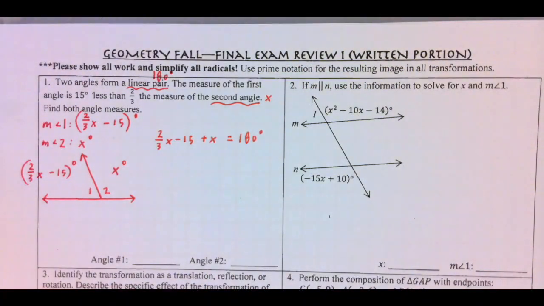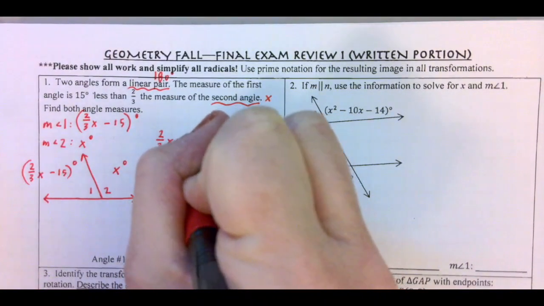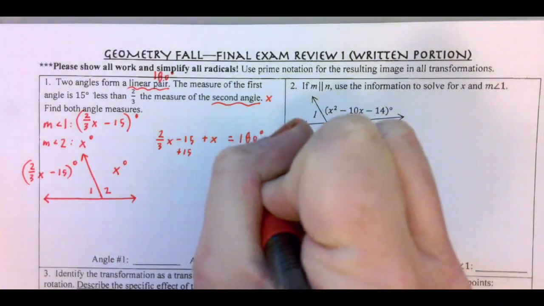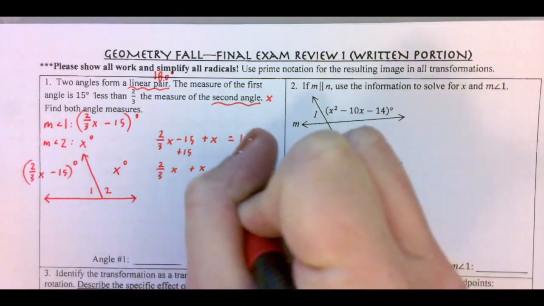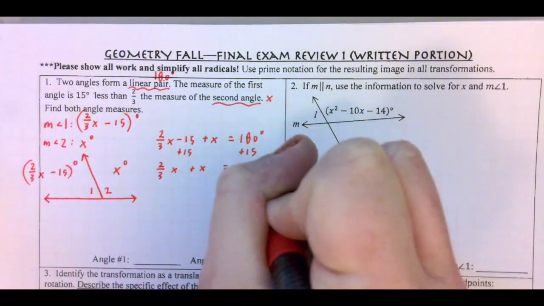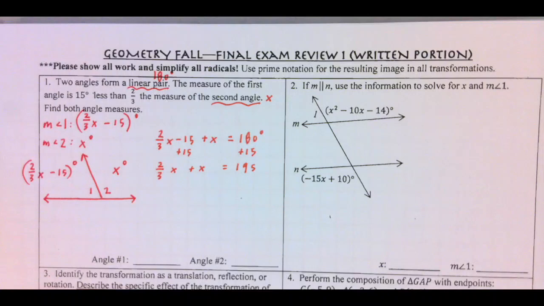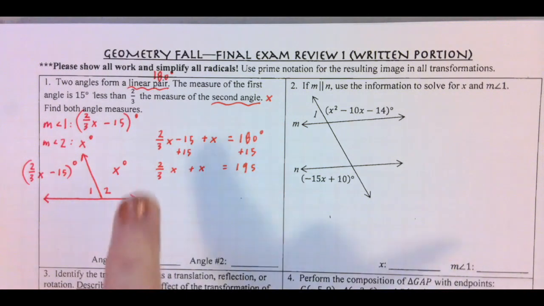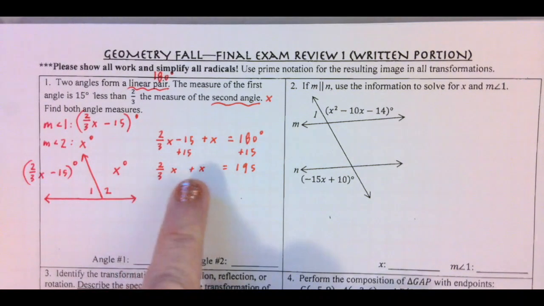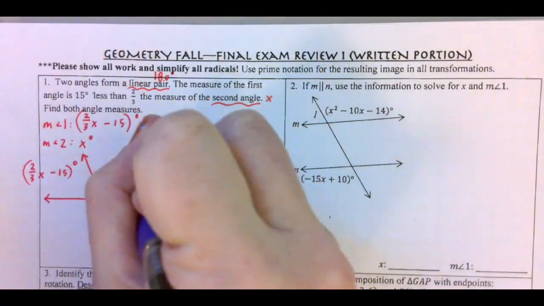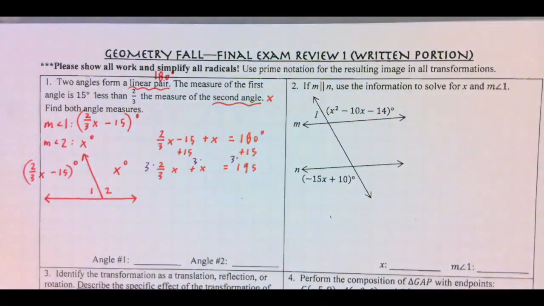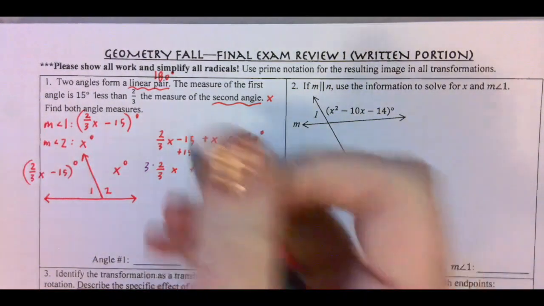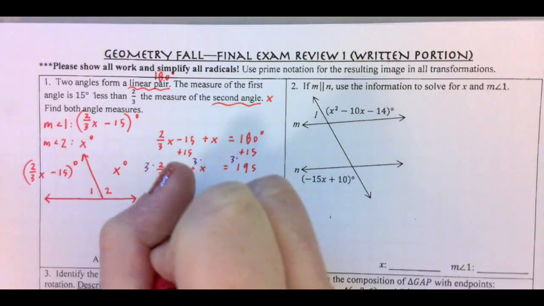Okay. So then from here, right, I'm just solving my equation. So maybe I add the 15 over to the other side first. So 2/3 of x plus x equals 195. We know that's degrees. Now from here, I would choose to clear my fraction. So since I see a 3 on the bottom here, I'm going to multiply every single term by 3. Right, I'm always balancing out my equation. What I do to one part, I do to all three.